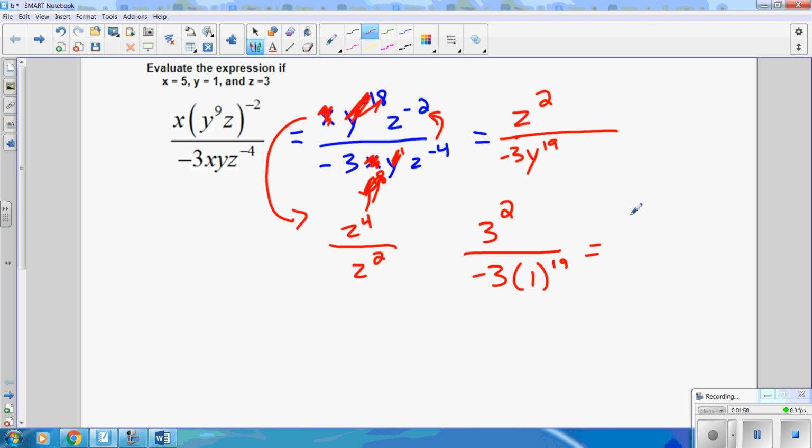Now we just have 3 squared on top, which is 9. And on bottom we just have the negative 3. And then 9 divided by negative 3 is negative 3. And this is your answer.